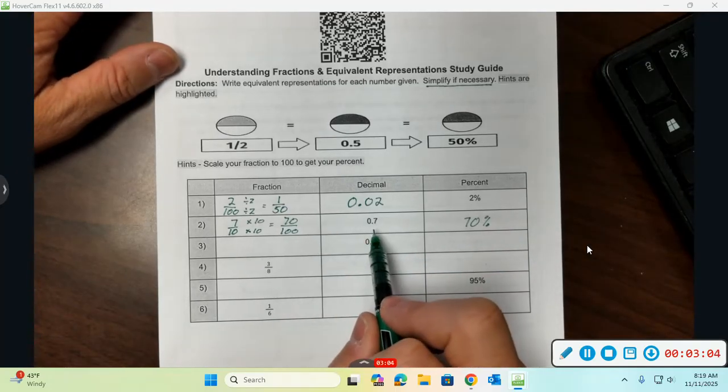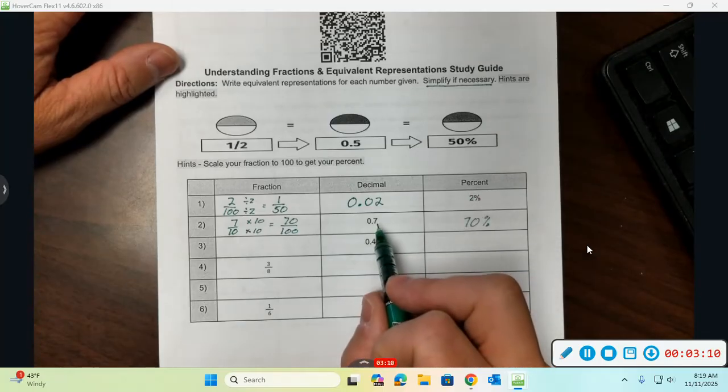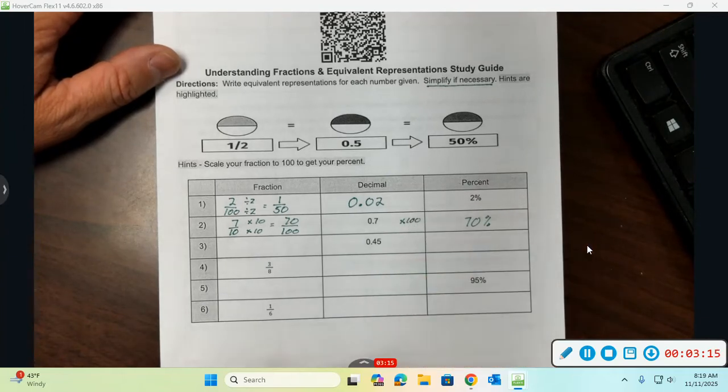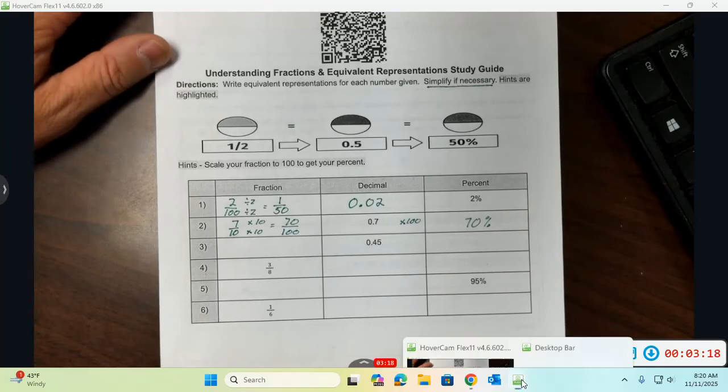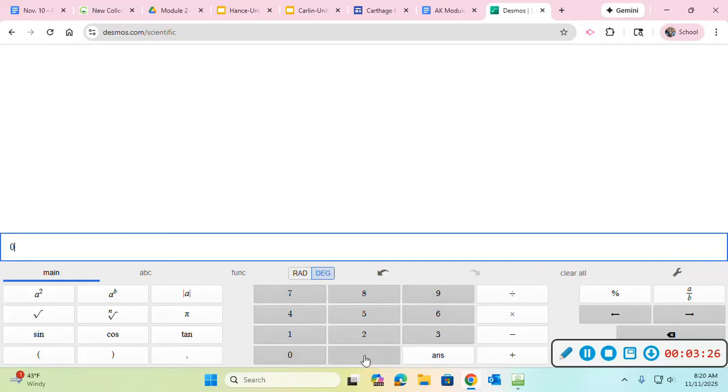Now, another way to turn a decimal into a percent: a percent means per 100. So you could take that decimal and times it by 100 to get your percent. And I can show you that here. If you have 0.7, whoops, let me clear all this out. 0.7, and you multiply that by 100, what do we get? 70. That is our percent. Okay.